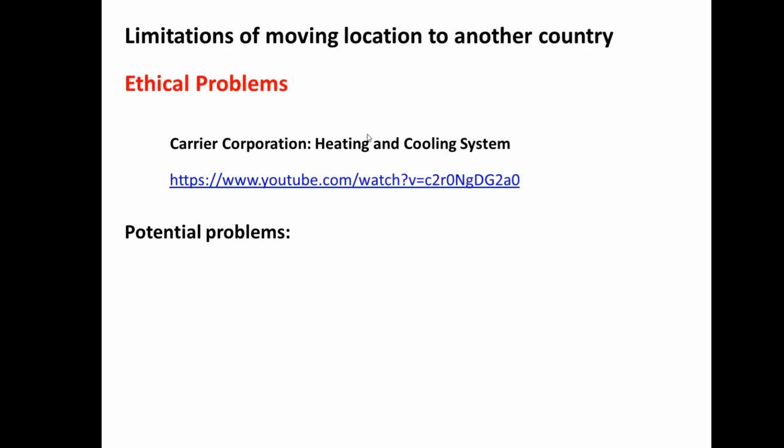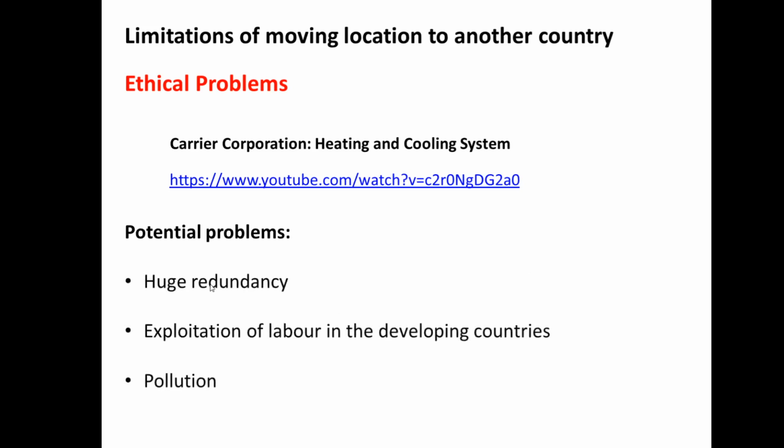That's why when you are trying to locate your business in some other countries, you might face ethical problems, like the carriers in this case. Potential problems, you see. If a huge redundancy happens, it gives you the problem the carriers were facing back then. Well, they don't have to be responsible for it. But when you talk about ethics, that is not right. Nowadays we focus more on ethics. If it's just about self-interest, life is much easier.